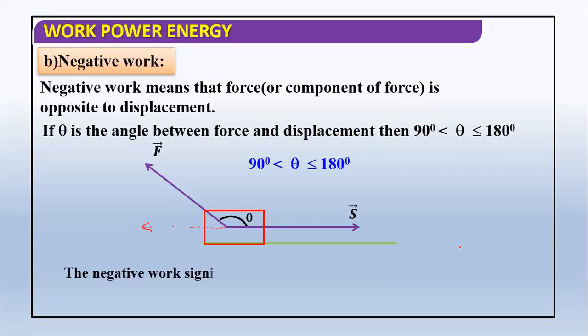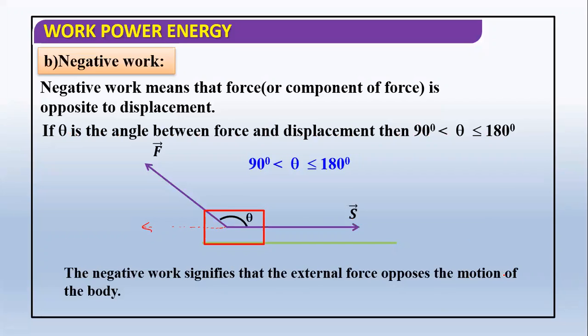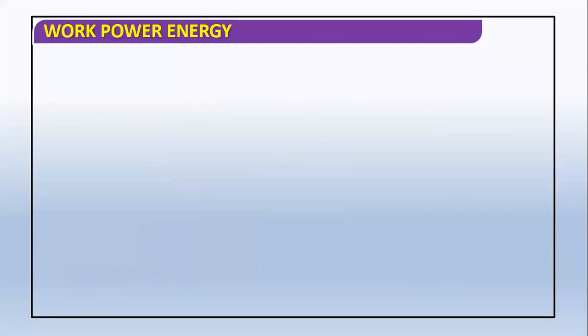And what does it signify? It signifies that the external force opposes the motion of the body. You can see the body is moving forward, but the component of force is trying to resist this motion. So negative work signifies that the external force opposes the motion of the body. Okay, so next we will see some examples.